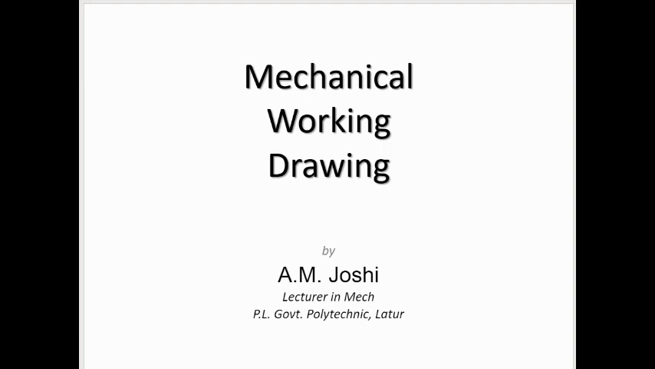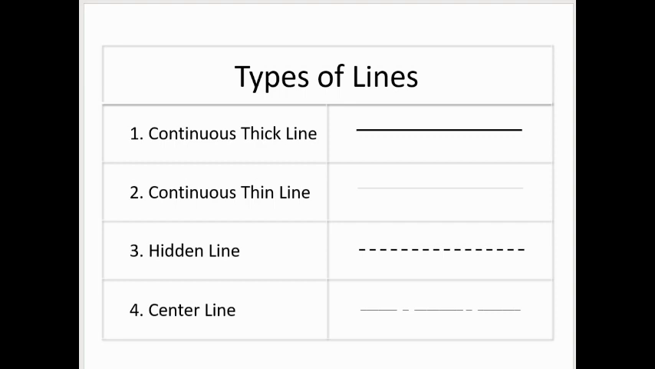We have seen that students do not pay attention to the different types of lines that are to be used while drawing the sheets in mechanical working drawing. So mainly only 4 types of lines are there. These are to be used. So the first one is the continuous thick line. This continuous thick line you will have to use for the outline of the object and all the major lines.